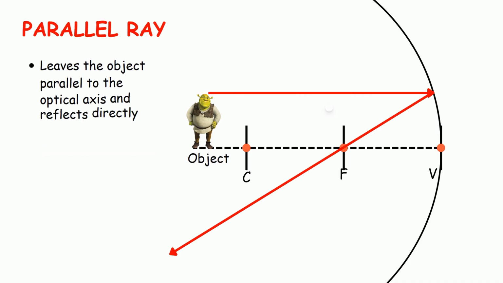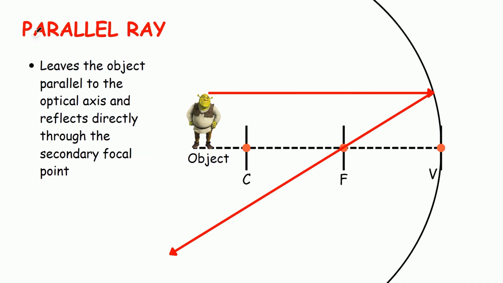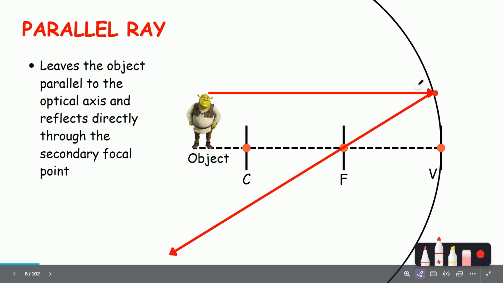And then next is this parallel ray leaves the object parallel to the optical axis and reflects directly through the secondary focal point. So basically, ni hunong kang ray kanina and then imo na i-target karon kay mo lahos ka aning F. So that is parallel ray.